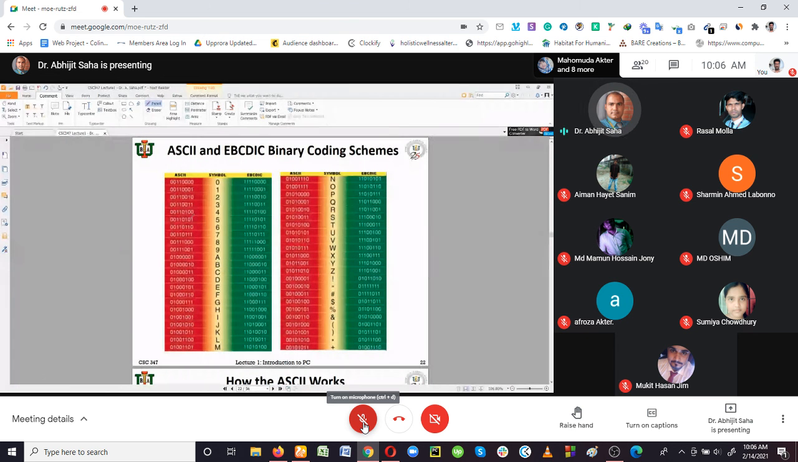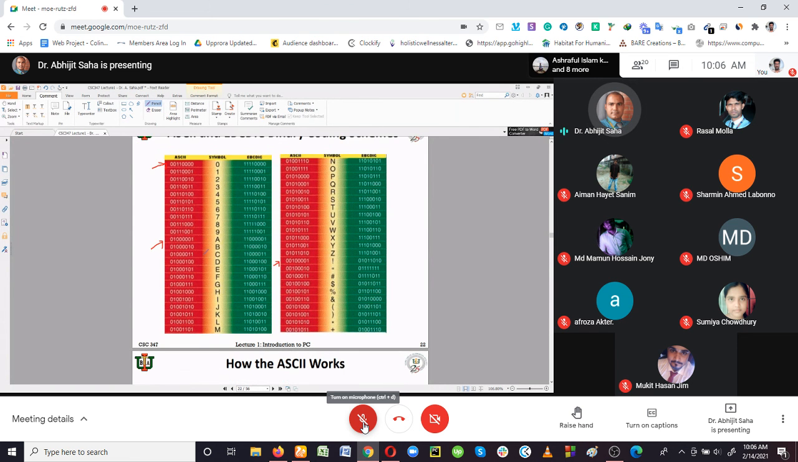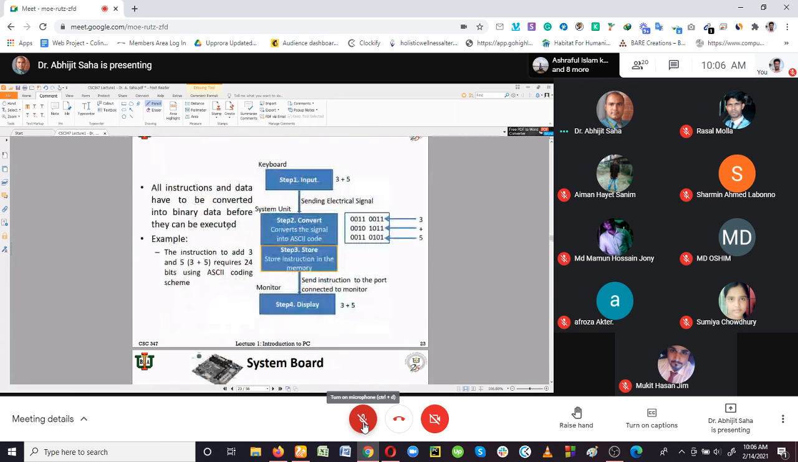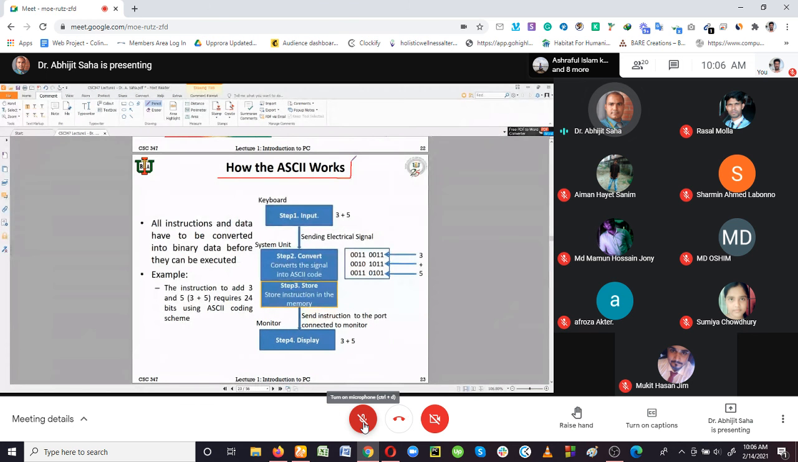So you need to be tricky, right? Okay, how to find out the number ASCII code, how to find out the alphabet ASCII code, how to find out the symbolic ASCII code. That is what you must be tricky about, right? I have already given you the idea of how you can easily find them. So this is what it is telling, how the ASCII works.